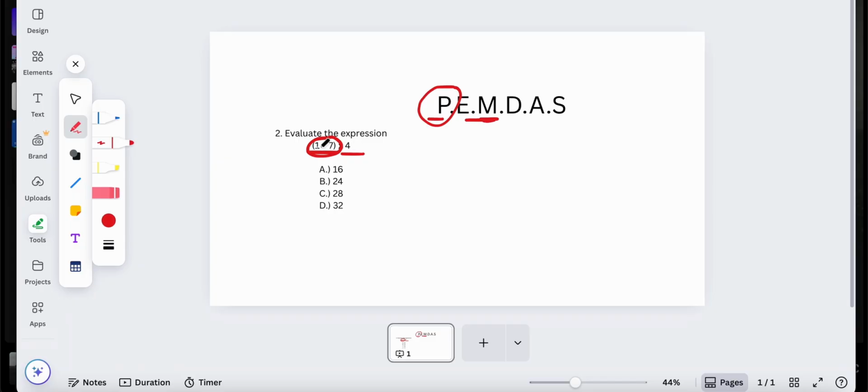So in this case, it's technically 1 plus 7, which will be 8. Here we have 8 times 4, which will be 32. And how did I get that? We know that 7 plus 1 is 8. And then 8 times 4, which is 32.